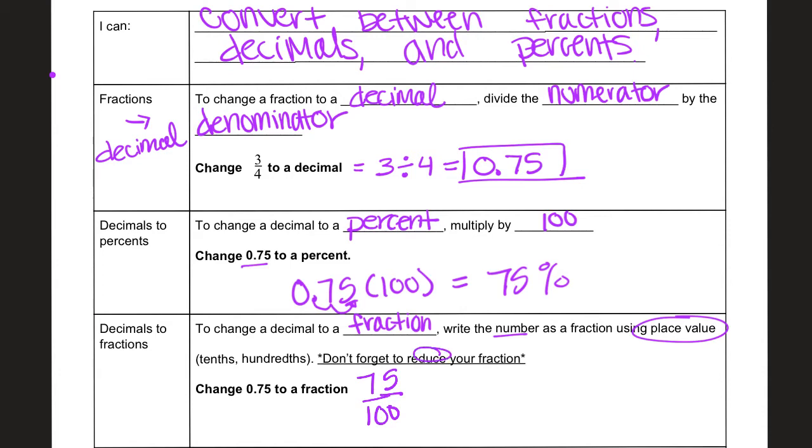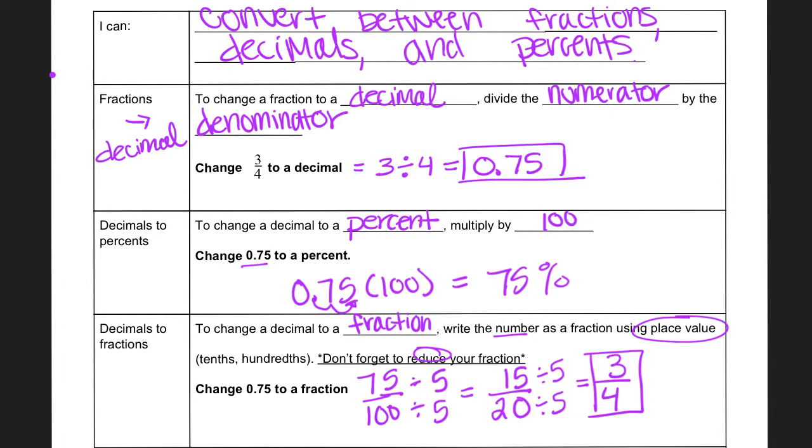And then I need to reduce my fraction. These can both be divided by 5. I see that. 75 divided by 5 gives me 15. 100 divided by 5 is 20. Those both end in 5 and 0 still, so I can divide by another 5. 15 divided by 5 is 3. 20 divided by 5 is 4. And those are both prime numbers, so I'm done. Well, the 3 is a prime number.